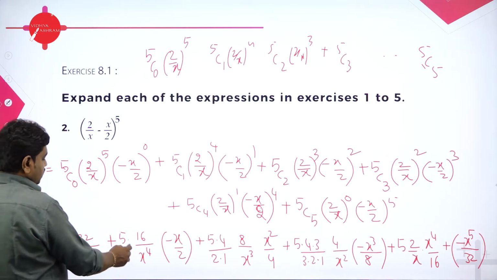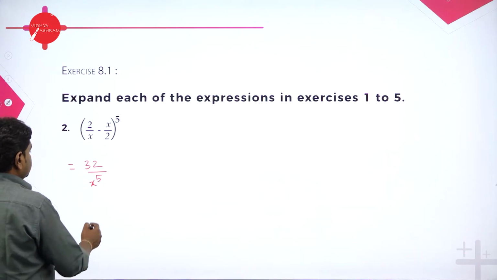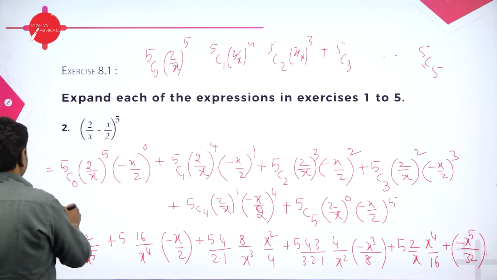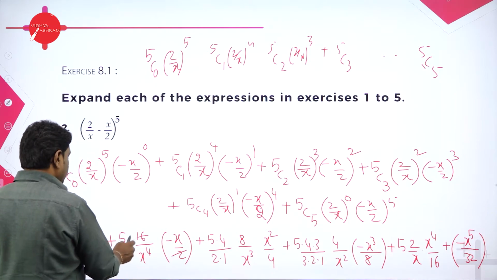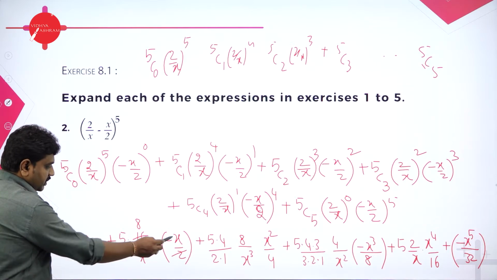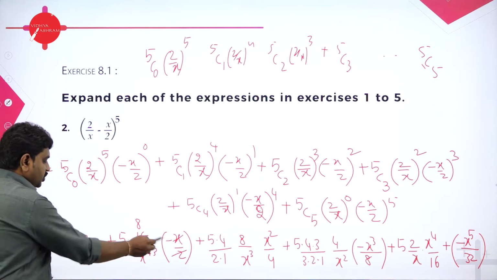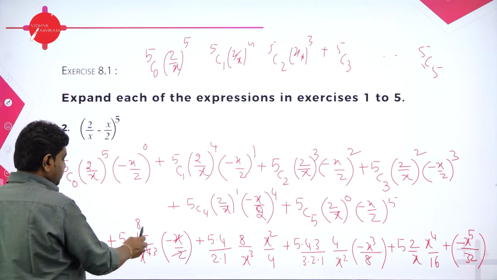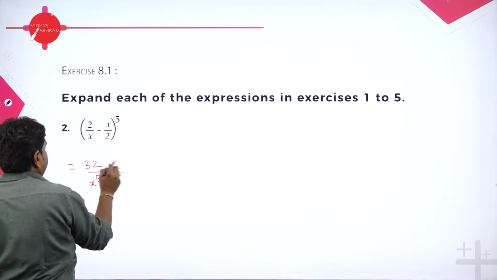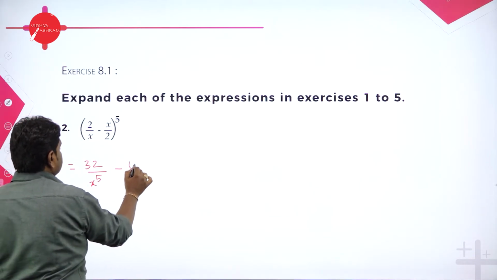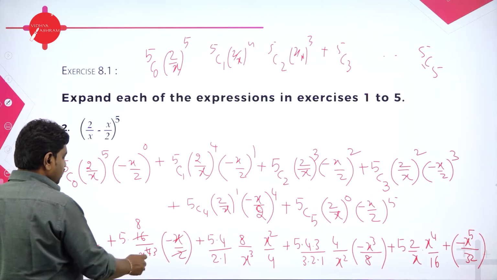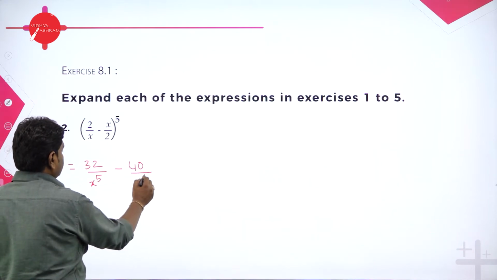Then second term 16 into 5. 16 into 5, the first term is positive, plus into minus is minus. So if we simplify further, 2 1s are 2, 8 5s are 40, and x power is there, x and it will become x cube, plus into minus becomes minus 8 5s are 40, so it will become minus 40 by x cube.